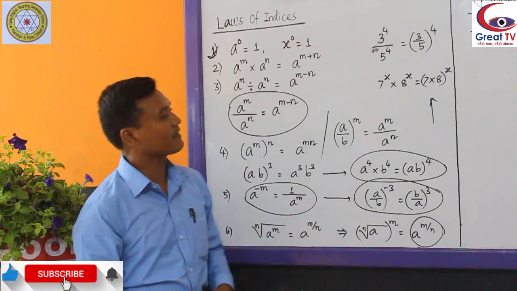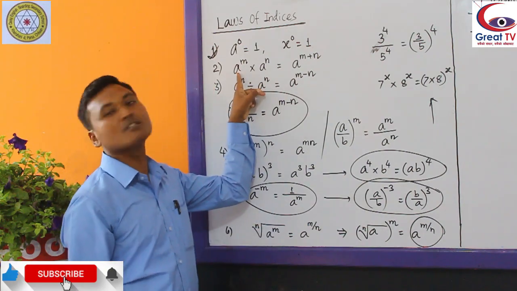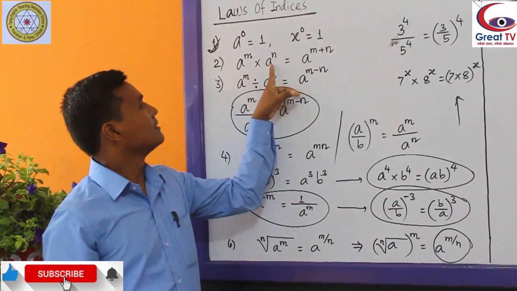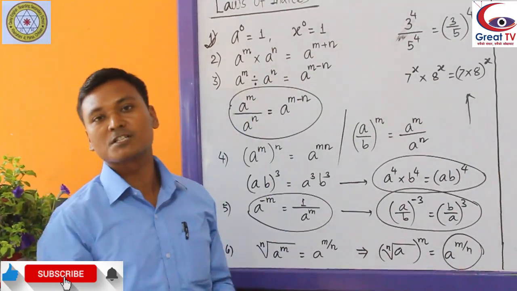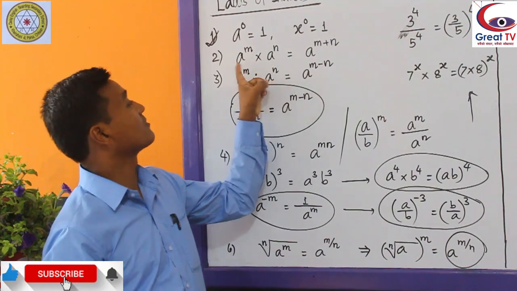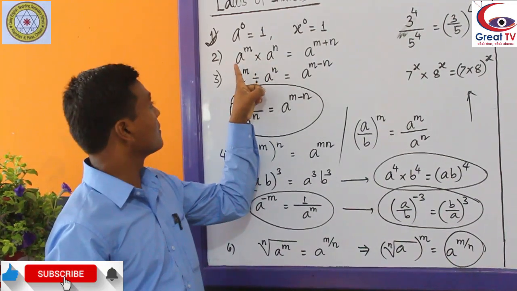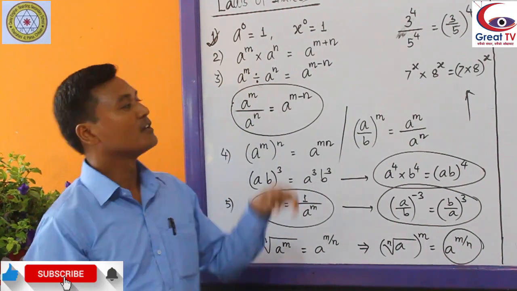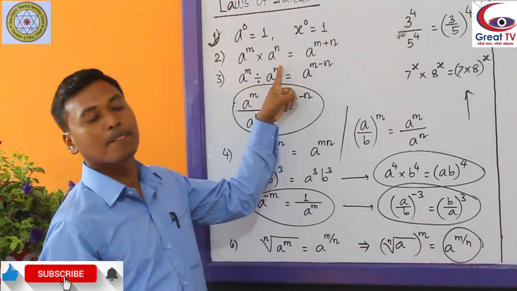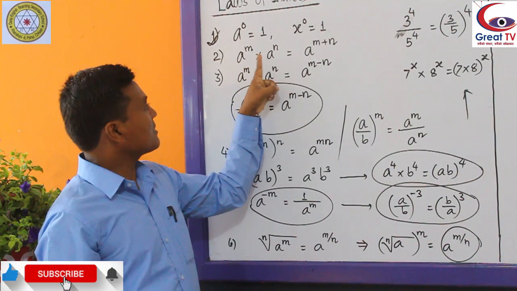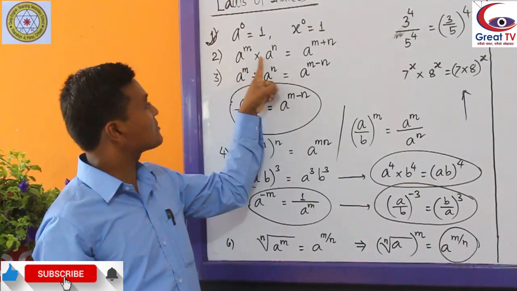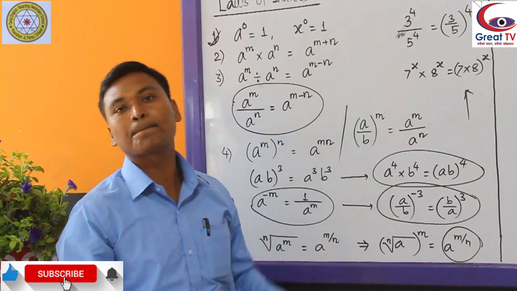Then second, we say a to the power m times a to the power n. Here a represents base, m represents power or index. Here again a represents base, n represents power. You can easily see and understand that here a represents base and here also a represents base. It means the bases are same. Then in multiplication, if the bases are same, writing a single base, we add the powers.